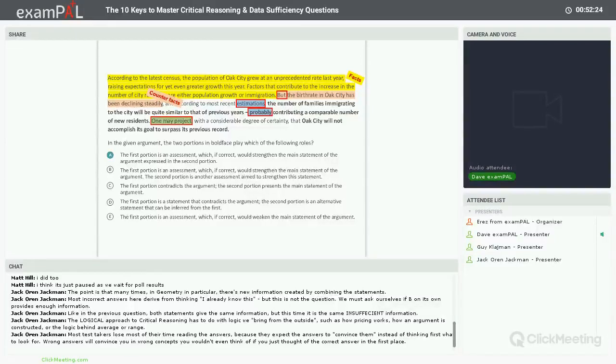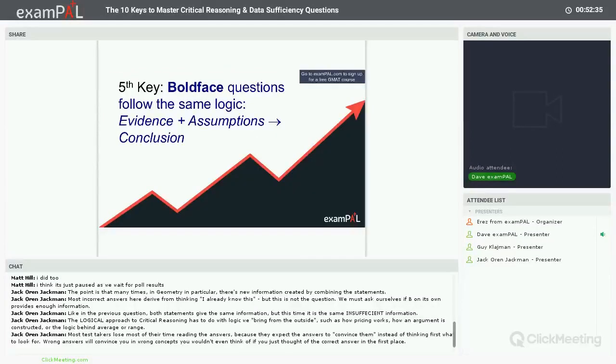The first portion is an assessment, which, if correct, would strengthen the main statement of the argument expressed in the second portion. Precisely. So this brings us to our fifth and final key. Boldface questions always follow the same logic. Evidence plus assumptions lead us to the conclusion. This is pretty simple, and it always repeats itself.